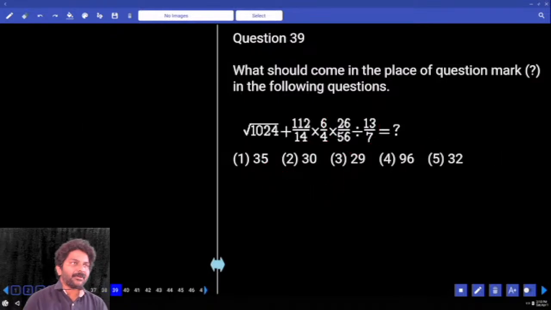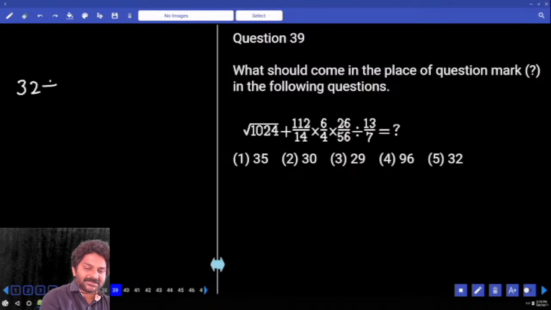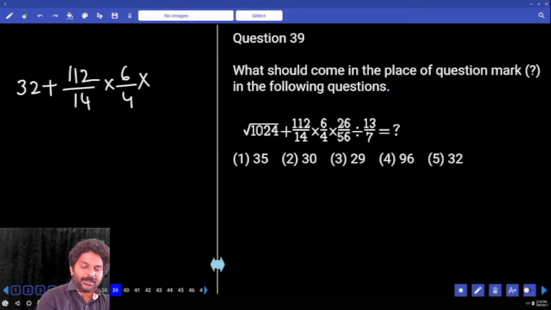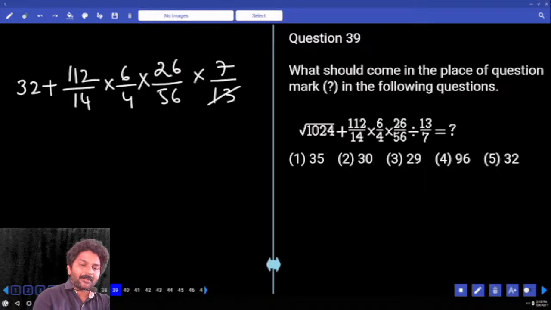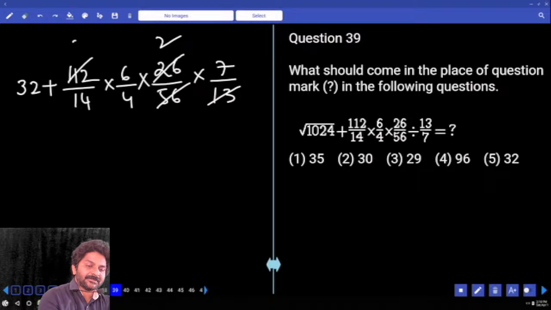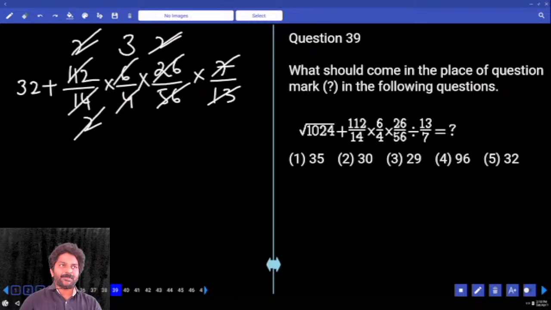Under root of 1024. 32. The same we can write it as 2 power 10 also. Right. So for now it is 32 plus. Right. Let me rewrite them as 112 by 14 into 6 by 4 into 26 by 56 divided by 13 by 7 can be written as into 7 by 13. Okay. How many times? 56. 2 times. 2 into 2, 4 gets cancelled. 7, 2 times. 2, 3 times. 32 plus 3.